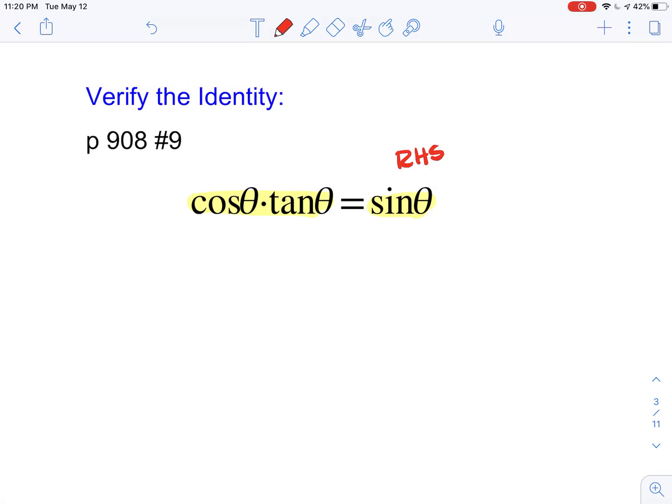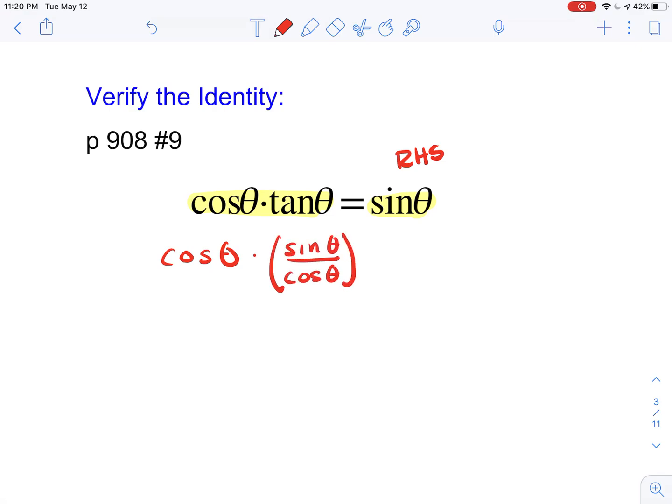Looking at cosine and tangent, is there any substitution that can be made that can help us simplify? Typically with these identities, we want to simplify by turning things into sines and cosines.